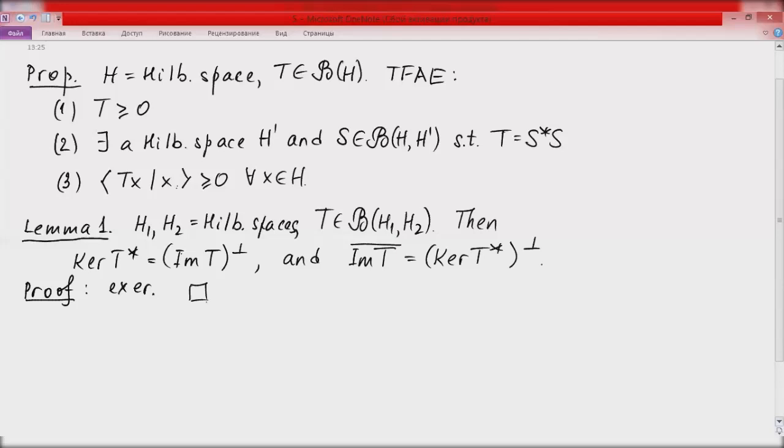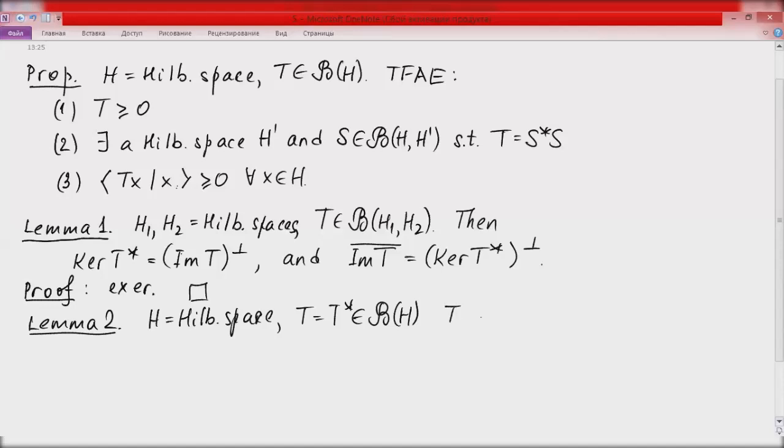Okay, now lemma 2. Suppose that H is a Hilbert space, and suppose that T is a self-adjoint operator on H. I claim that T is topologically injective if and only if T is surjective, if and only if T is invertible.